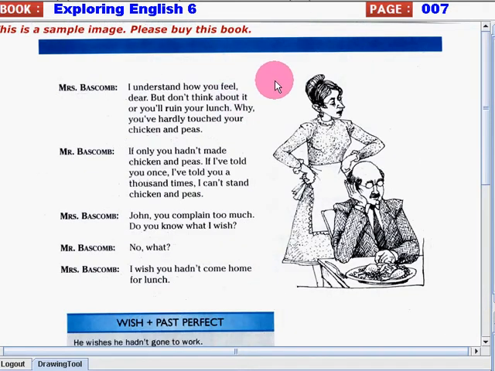I understand how you feel, dear, but don't think about it or you'll ruin your lunch. Why, you've hardly touched your chicken and peas. If only you hadn't made chicken and peas. If I've told you once, I've told you 1,000 times, I can't stand chicken and peas. John, you complain too much. Do you know what I wish? No. What? I wish you hadn't come home for lunch.